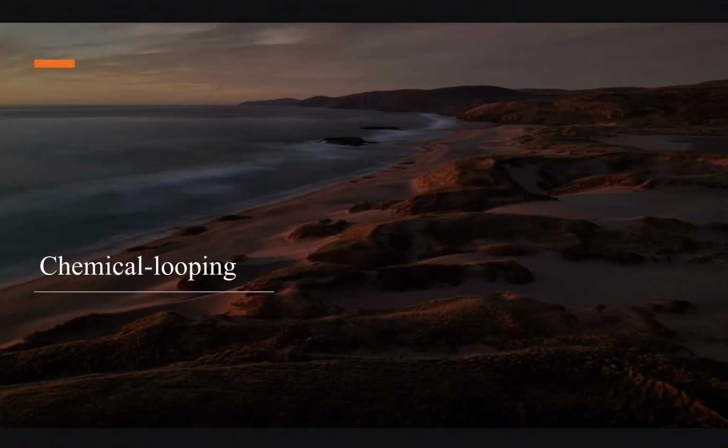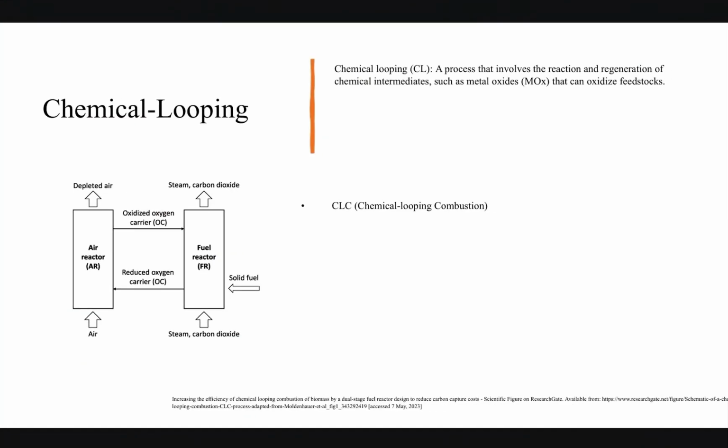I'll introduce how chemical looping works and how we are going to use it for the process. Chemical looping is a process that involves the reaction and regeneration of chemical intermediates such as metal oxide that can oxidize feedstocks.